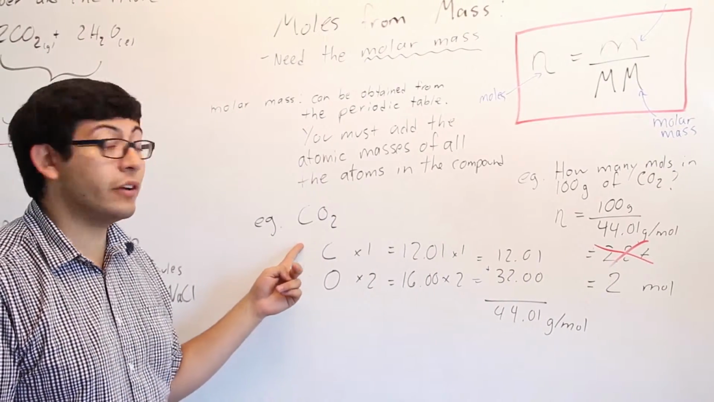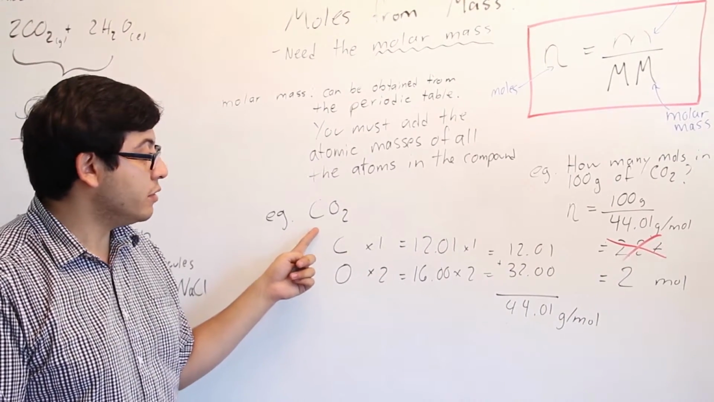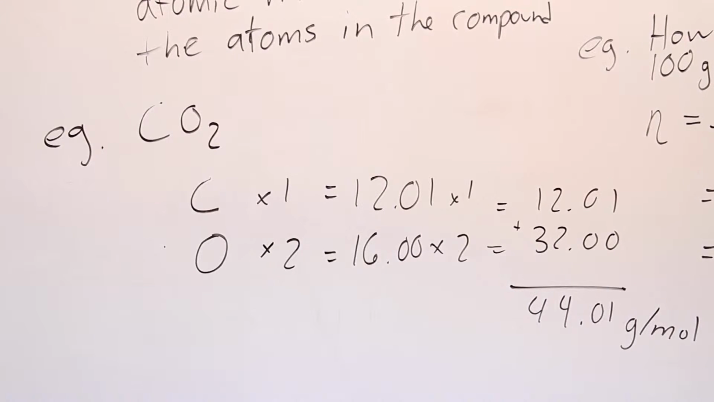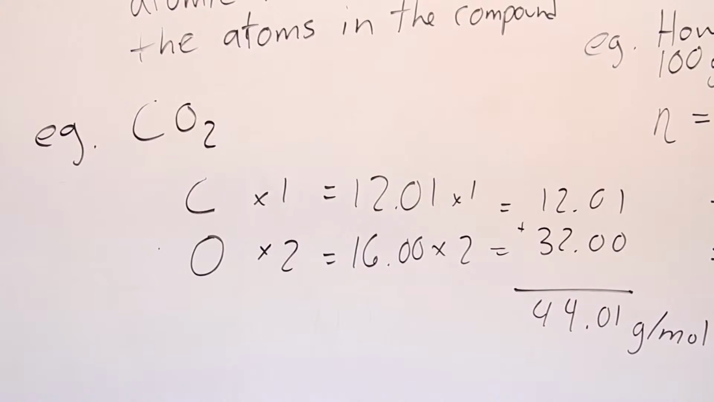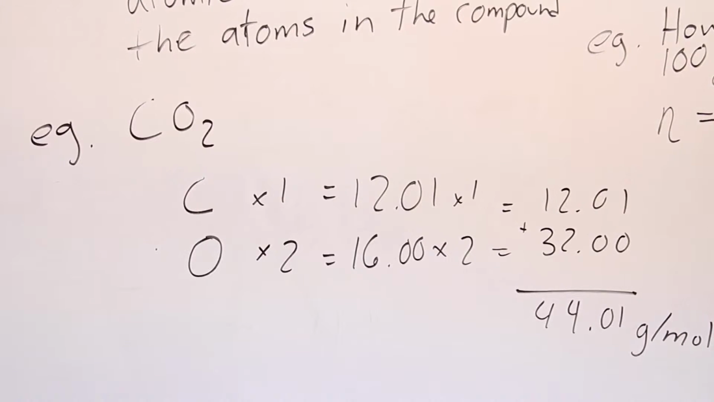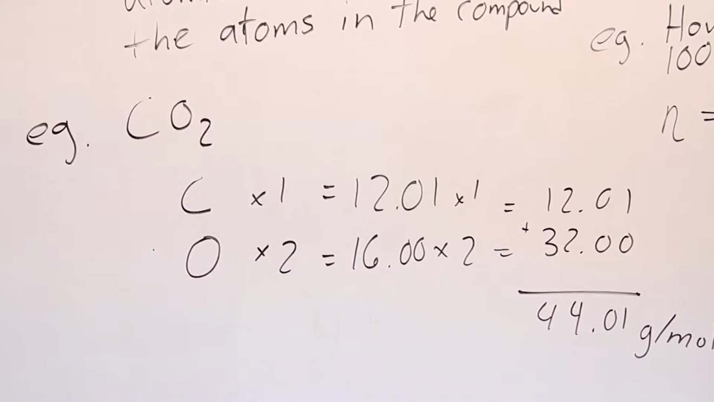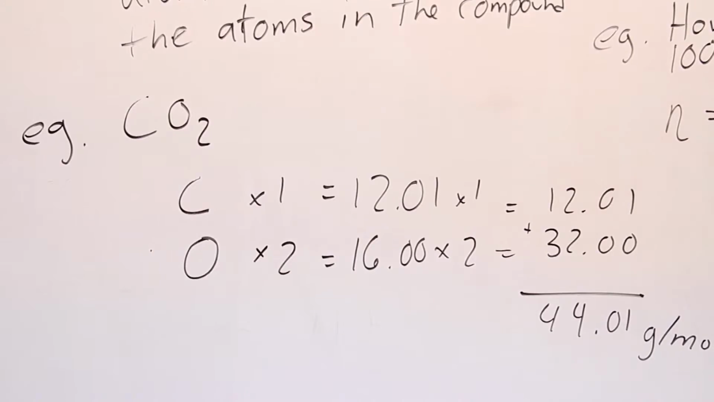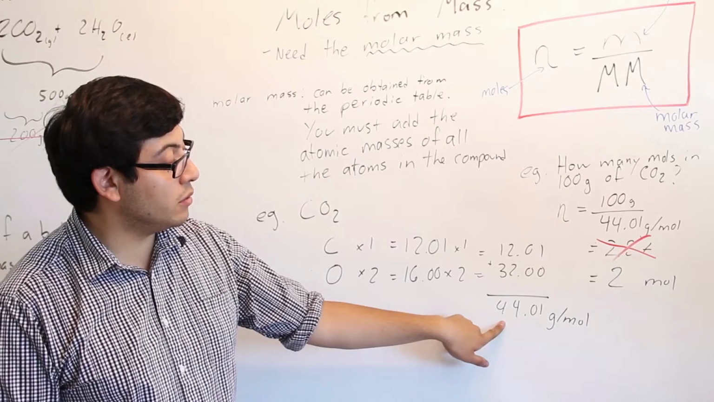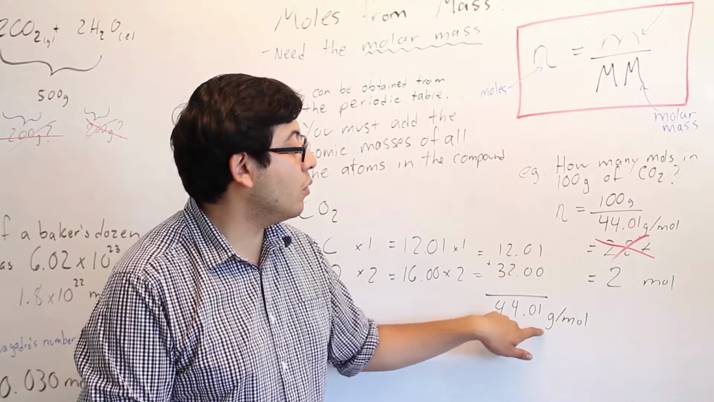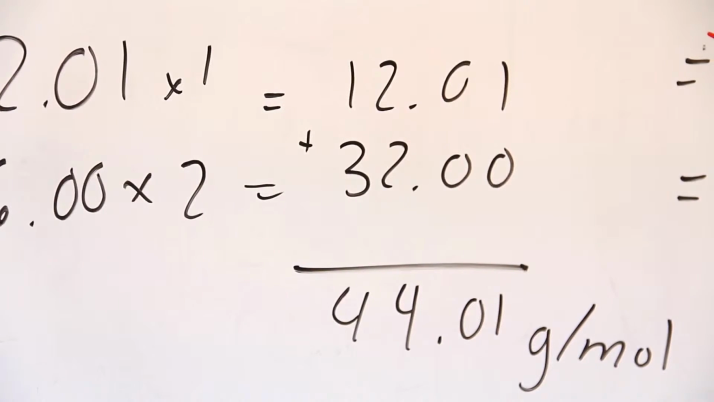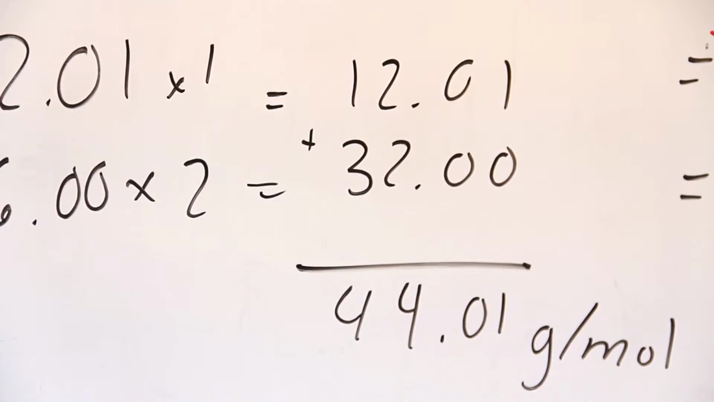So for example, let's figure out the molar mass of CO2. CO2 has 1 carbon atom and 2 oxygen atoms. According to the periodic table, the mass of the carbon atom is 12.01, the mass of the oxygen atom is 16. So if we do the math, we get that the molar mass of CO2 is 44.01 grams per mole. This is the unit for molar mass, grams per mole.